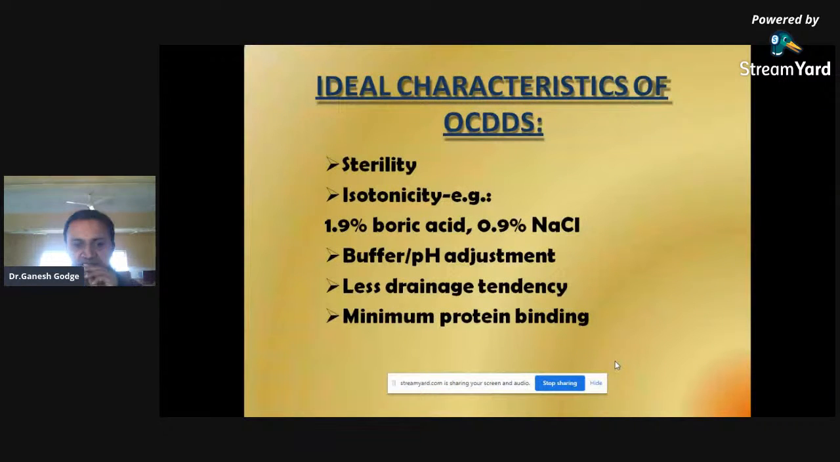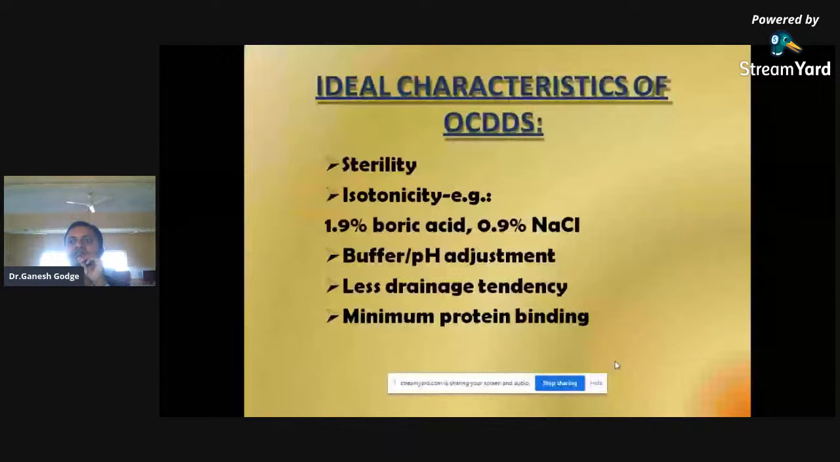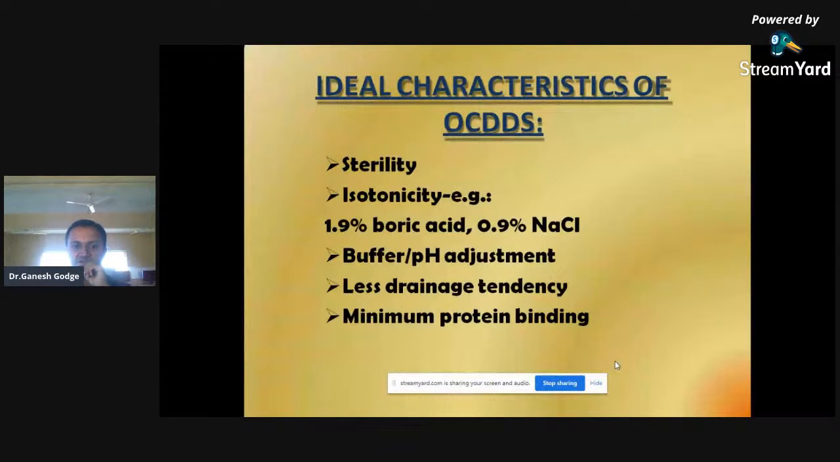Now, how is it possible to reduce drainage tendency? By increasing the viscosity of your formulation. By increasing viscosity or by use of novel ocular preparations, you can reduce drainage, thereby increasing contact time, and the more the contact time, the more the absorption, and in turn bioavailability.